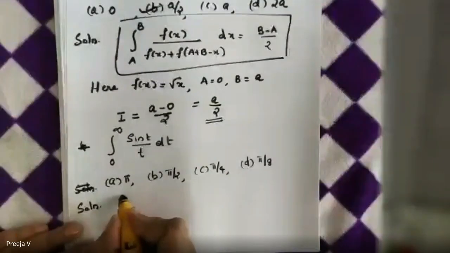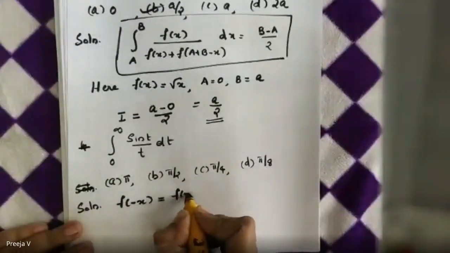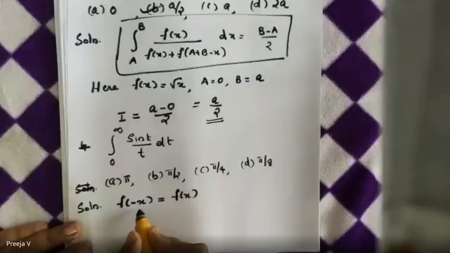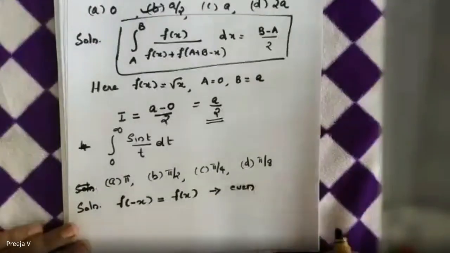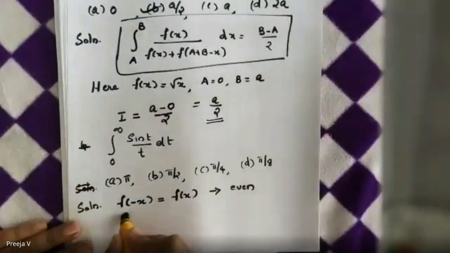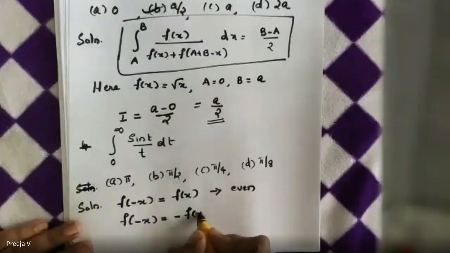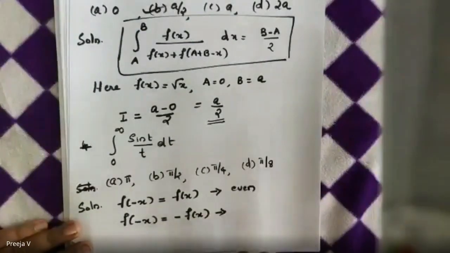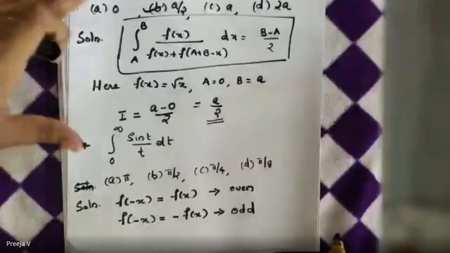If f of minus x equals f of x, when we substitute minus x we get the same function, then this function is an even function. And if f of minus x is minus f of x, that is, we get the negative of the function throughout, then that function is an odd function.